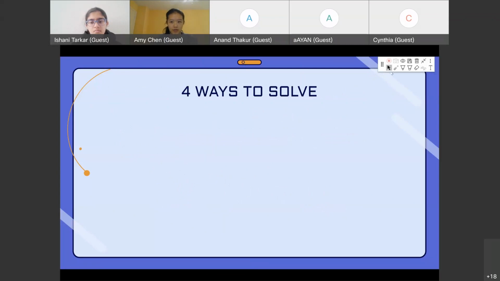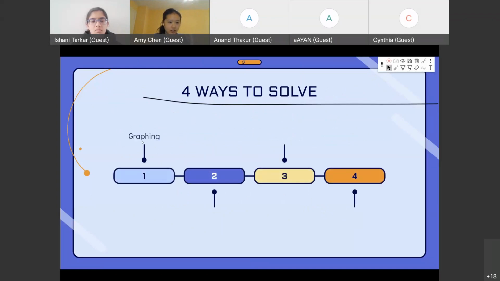So there are 4 ways to solve a system of equations. And the first way is to graph it, which is what we just did. To solve a system of equations by graphing, you just graph the lines and then find where they cross each other. So if this is a line and this is a line on some coordinate plane, then this point right here would be the solution to the system, because that's the point of intersection.